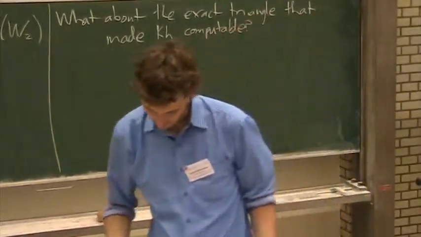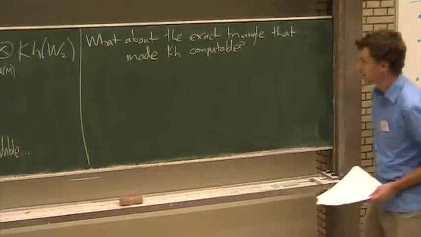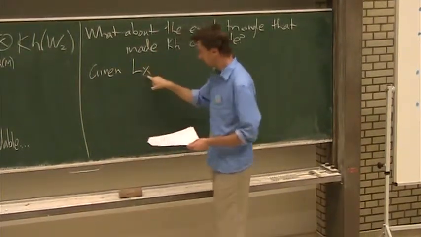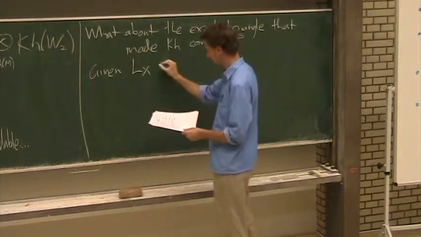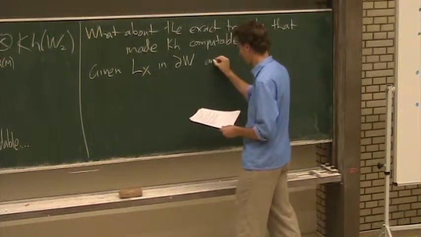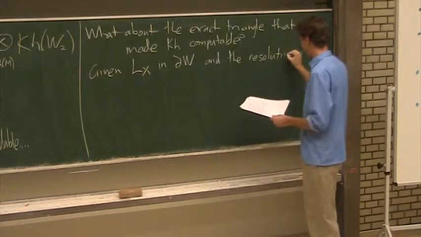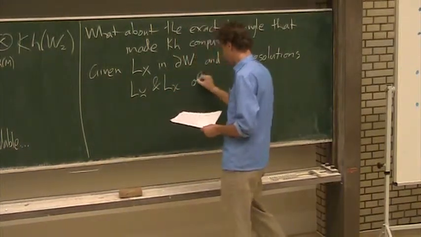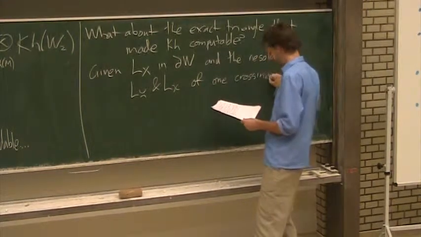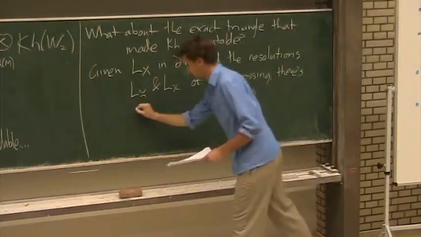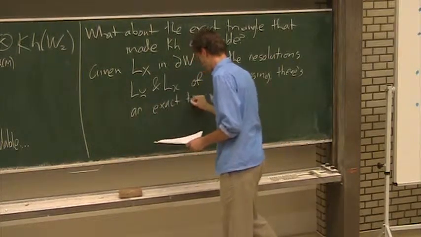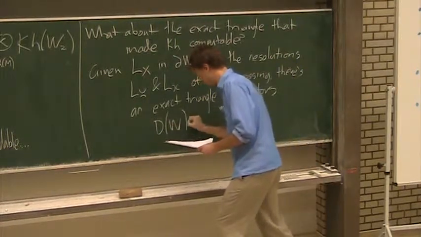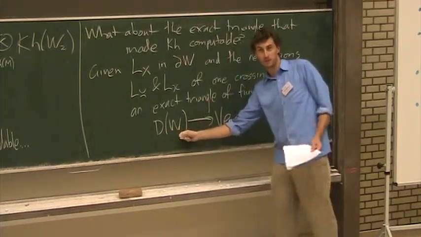So let's see what happens. Say we're given a link, and I'm focusing in on one particular crossing of that link in the boundary of my four manifold, and the resolutions L horizontal and L vertical of that one crossing. There's still an exact triangle. Well, what's the exact triangle? There's an exact triangle of functors. These functors that we were talking about take you from the ball decomposition of W into vector spaces.